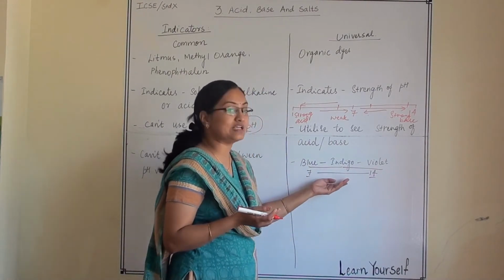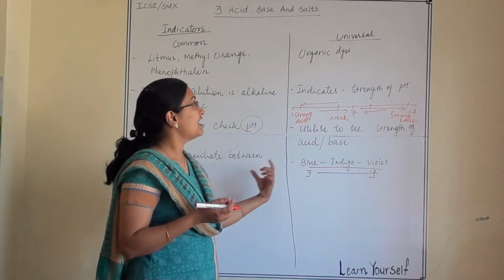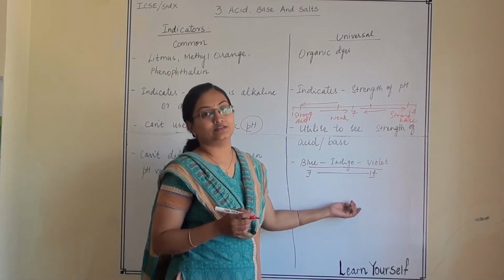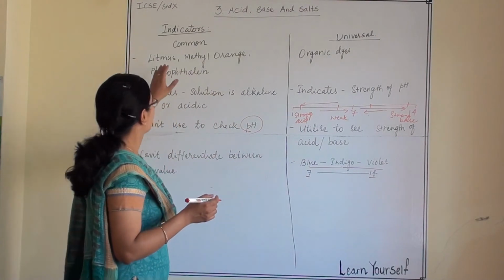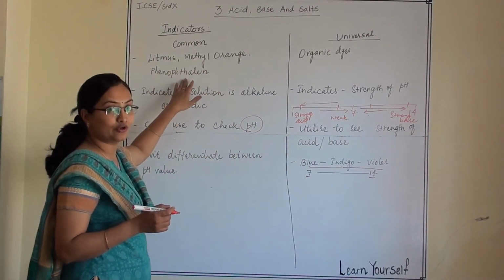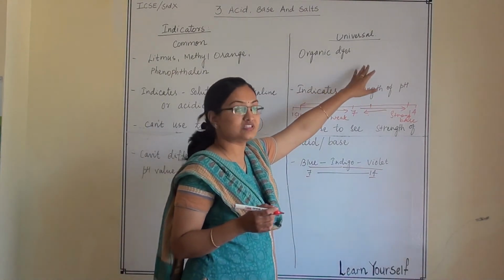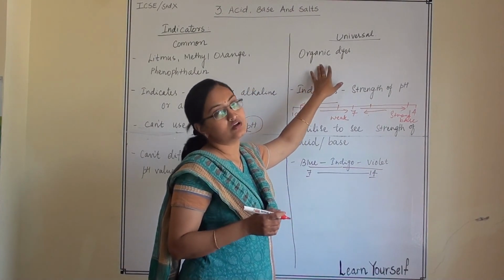So this is a basic difference between common and universal indicator. What are the common indicators? Litmus, methyl orange, phenolphthalein. Whereas in universal indicators, we do use organic dyes.